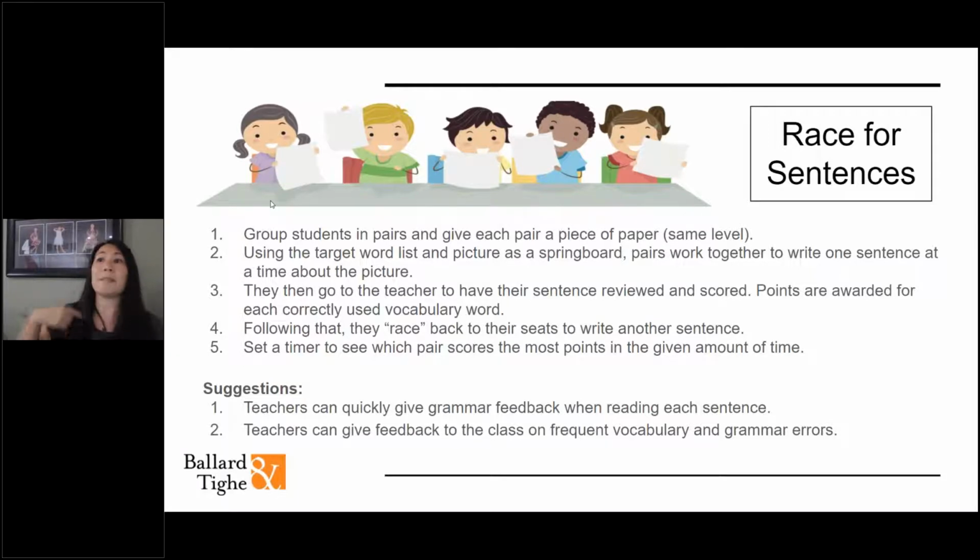the sentences, send them back to their desks, and then with this COVID, I don't know how much you want to have them close and bring them back and forth. So you may just want to give them a 20-minute, 10-minute time limit and say, write as many sentences as you can, and then the teacher can just read them quickly.